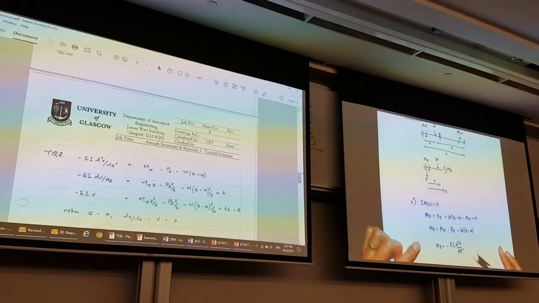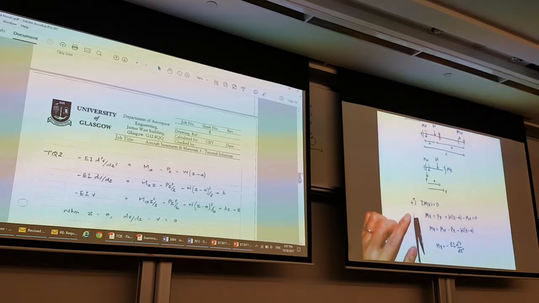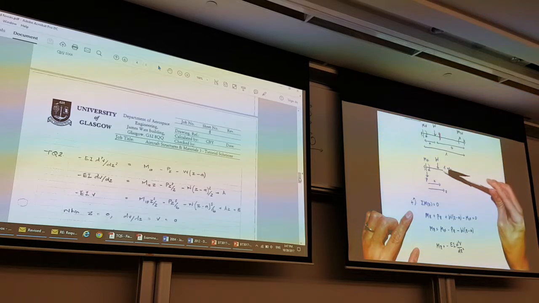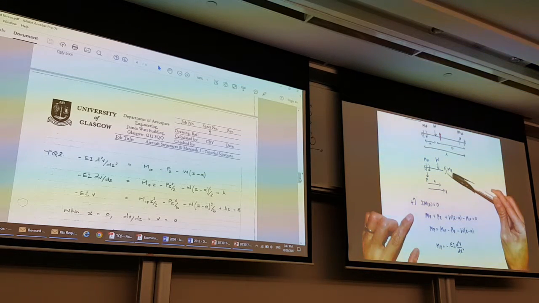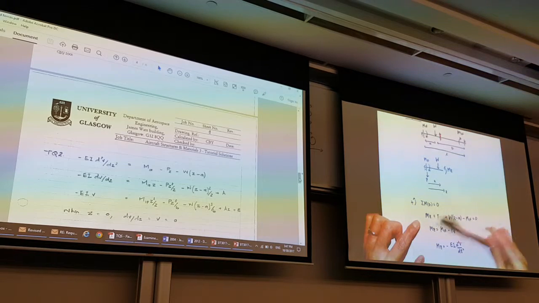So with that already, you will be able to take summation of moment about this point Z equals to 0 if the entire system is in equilibrium, right? So if you take summation of moment about Z is equal to 0, you're going to consider the counterclockwise as positive.